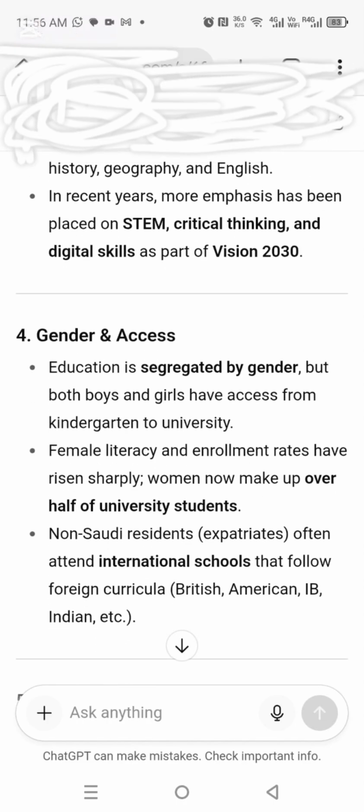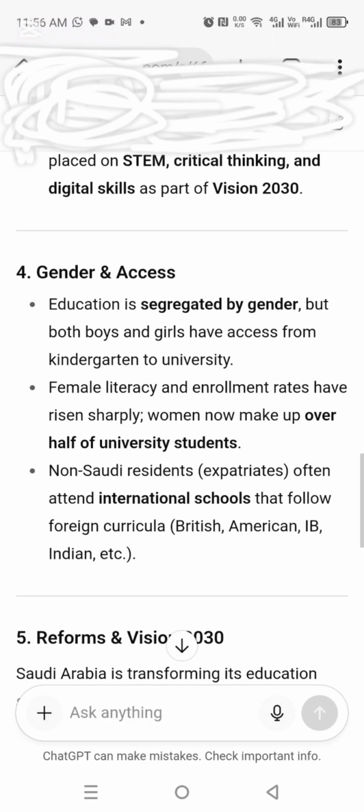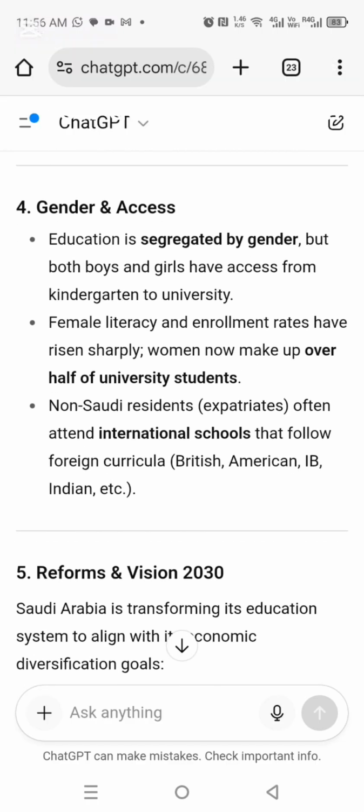Education is segregated by gender, but both boys and girls have access from kindergarten to university. Female literacy and enrollment rates have risen sharply. Women now make up over half of university students. Non-Saudi residents, expatriates, often attend international schools that follow foreign curricula: British, American, IB, I don't know what IB is, and Indian systems.